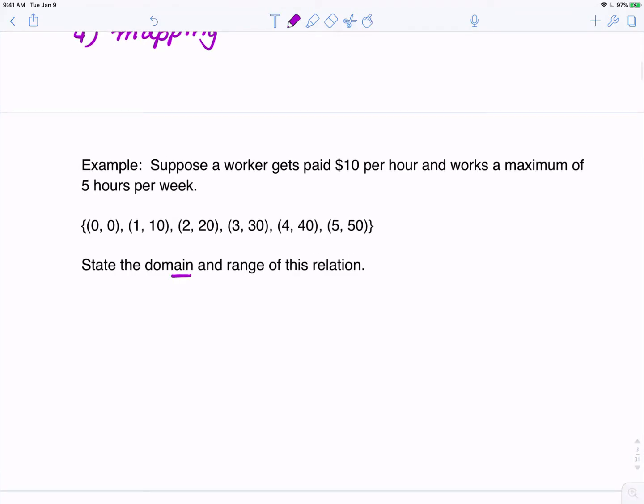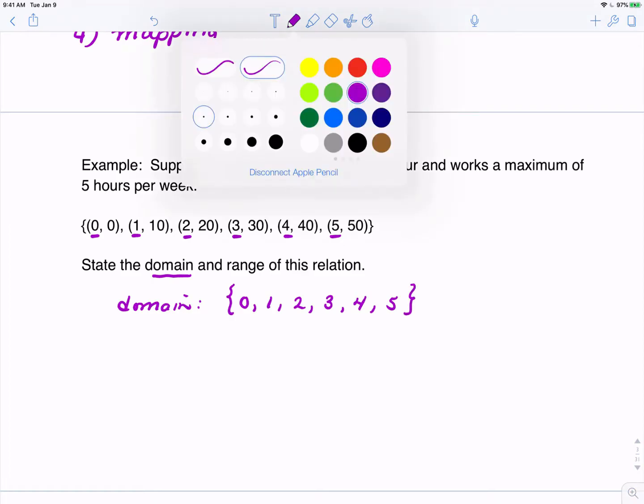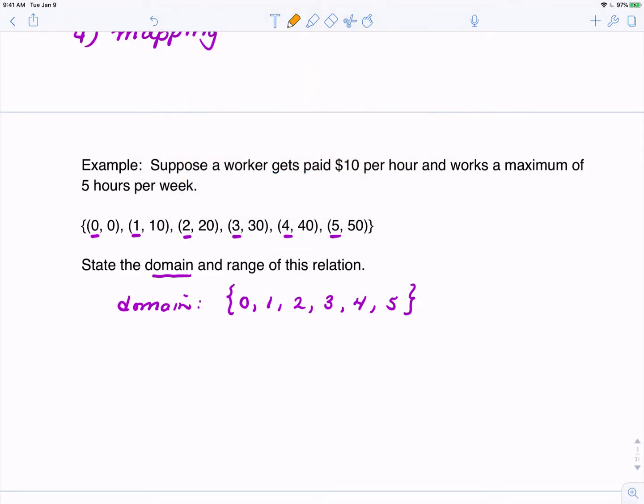So remember, the domain is a set of the first components. So if I look at these ordered pairs, the first components are 0, 1, 2, 3, 4, and 5. So the domain would be 0, 1, 2, 3, 4, 5. And often we write this as a set, which just means we're going to put these little brackets around it.